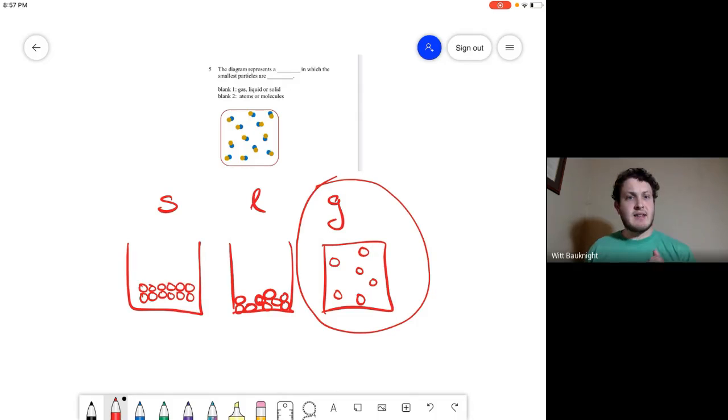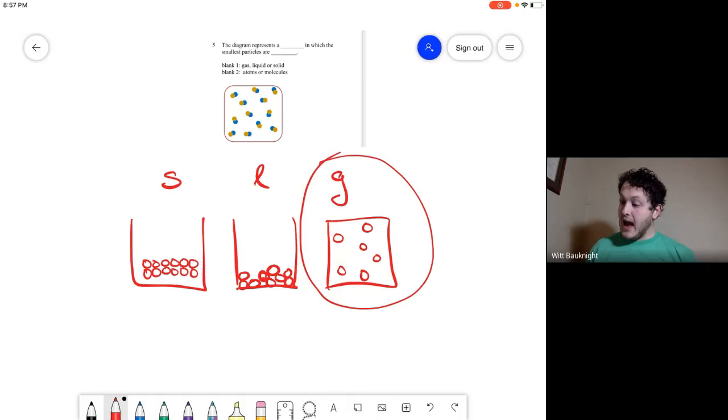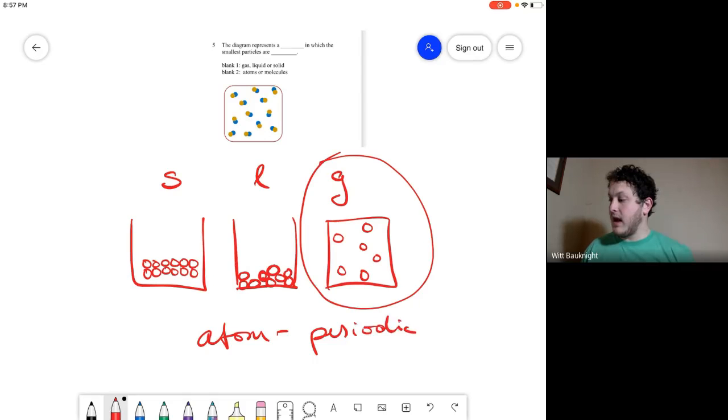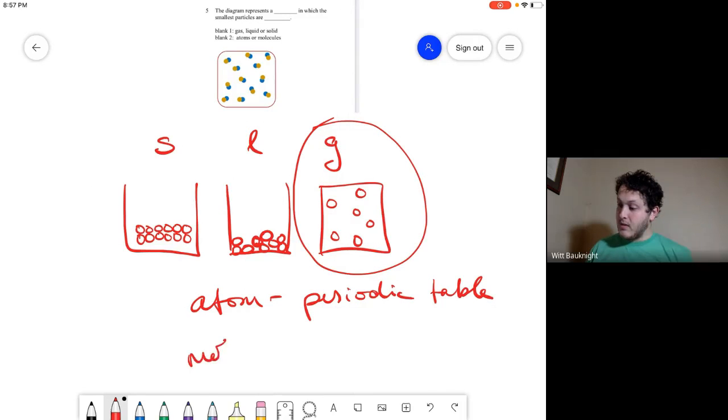Now, the second blank is asking whether they are atoms or molecules. Atoms are going to be the smallest particle of any substance that holds its character. Those are things that you find on the periodic table. So that's going to be like gold, hydrogen, palladium, tungsten, all things on the periodic table. Now, molecules, on the other hand, are combinations of atoms.